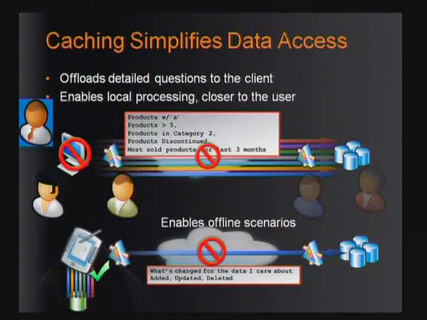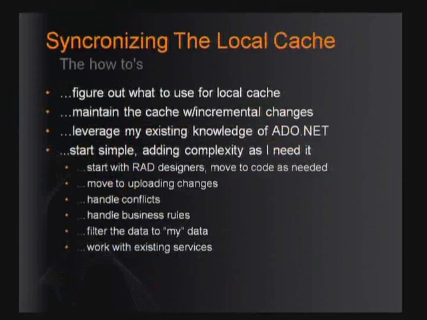So now we're going to get into some of the how-tos. Well, there's a lot of questions now. Well, how do I get past the next layer? And what do I use for a local cache? Because I need something that I can easily deploy. I want to maintain that cache with just incremental changes. I don't want to have to take the entire 5,000 product catalog and bring the whole thing down each time. Leverage my ADO.NET skills so I don't have to start over. And nobody wants to read the 1,000-page book to do the simple thing.